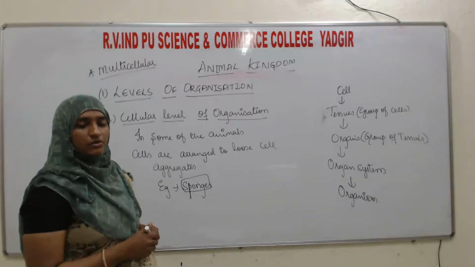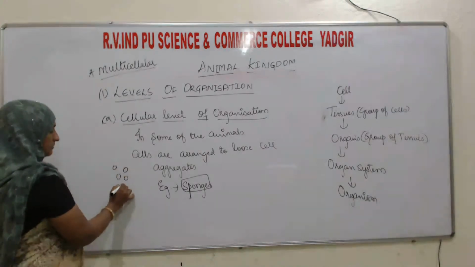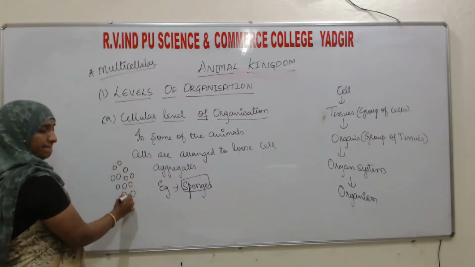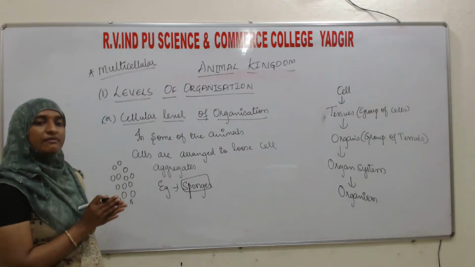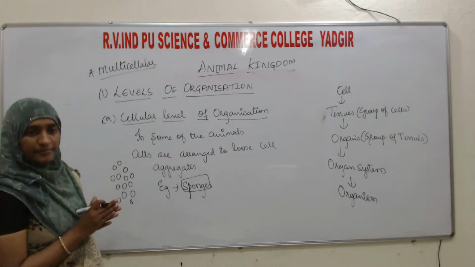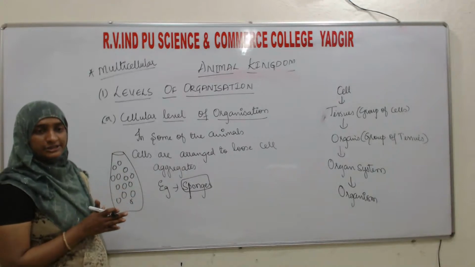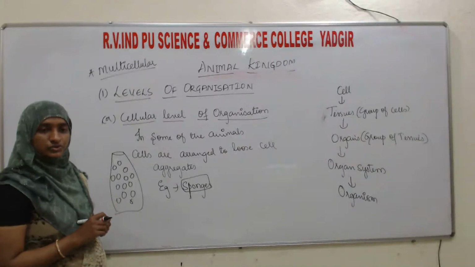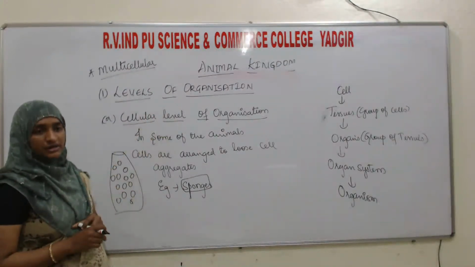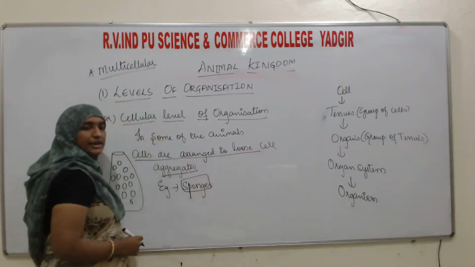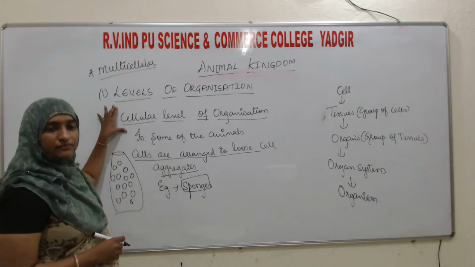Now I will explain what is meant by the cellular level of organization. In the body of a sponge, the cells are arranged loosely. If they were packed together with the same structure and function, they would form a group. Here the cells are arranged in a scattered form or loose aggregation, so there is no formation of tissues. The body is made up only of cells. Such a type of organization is called the cellular level of organization.